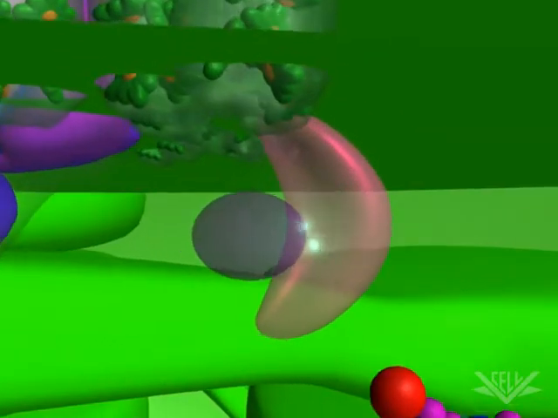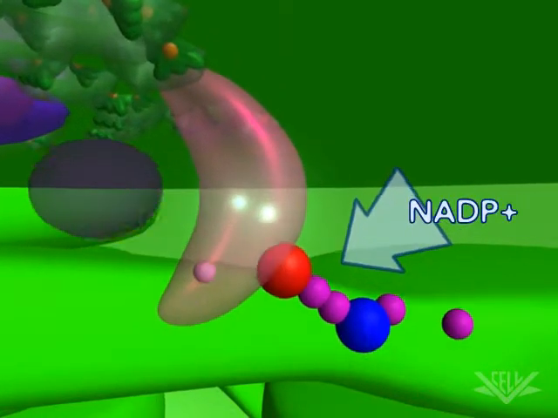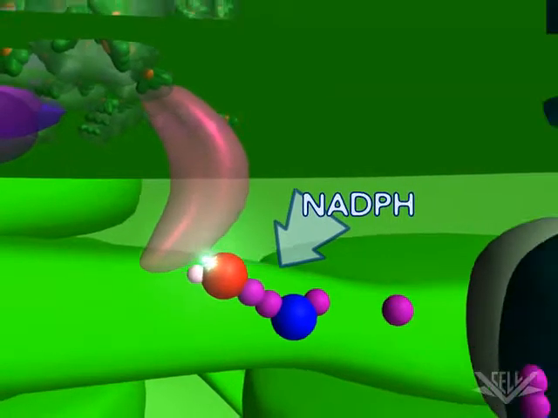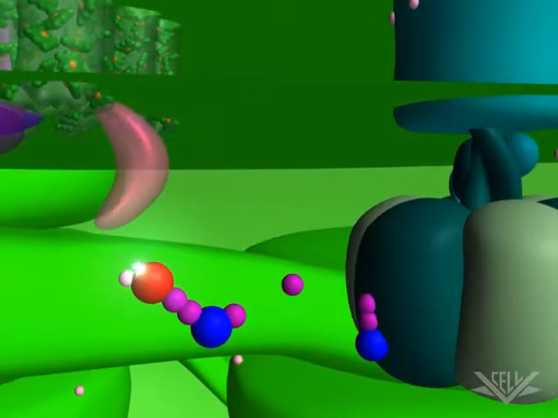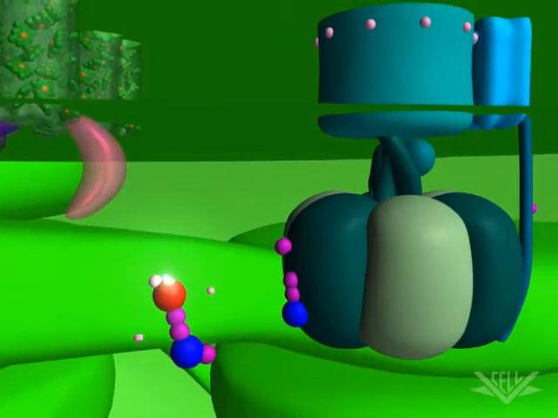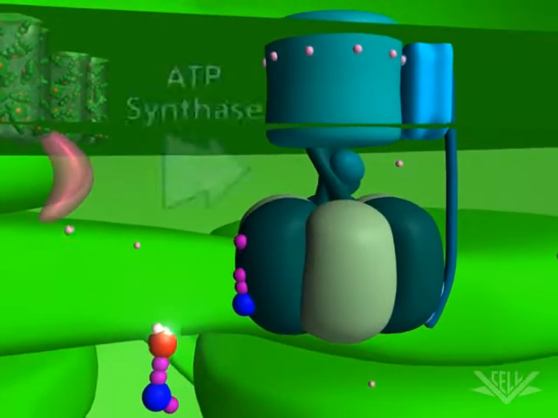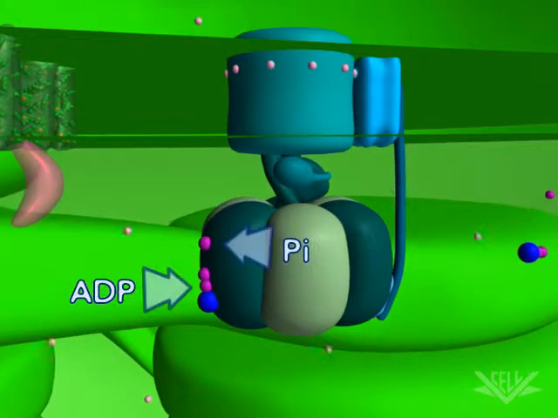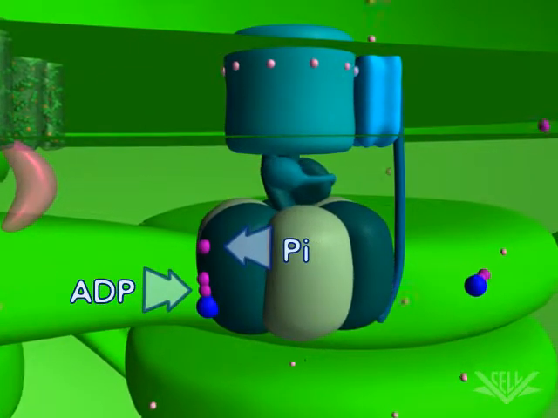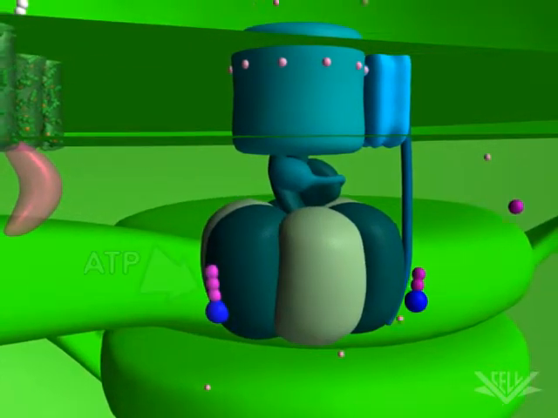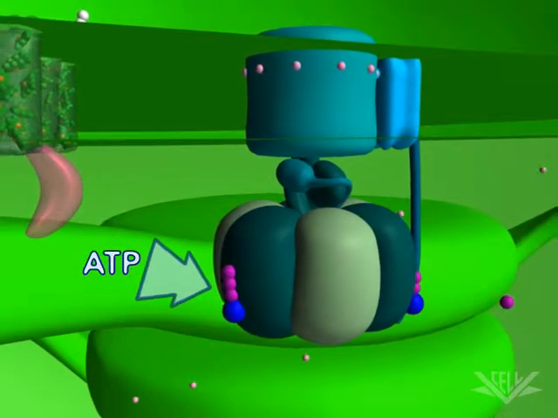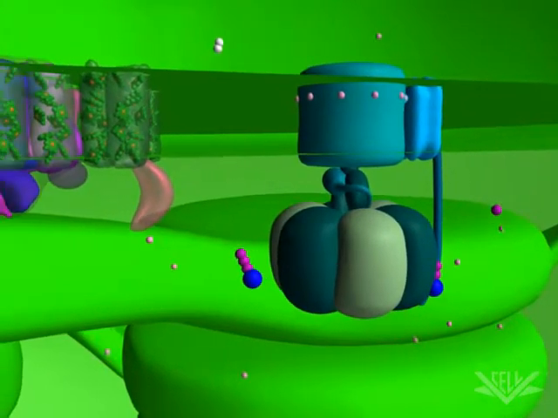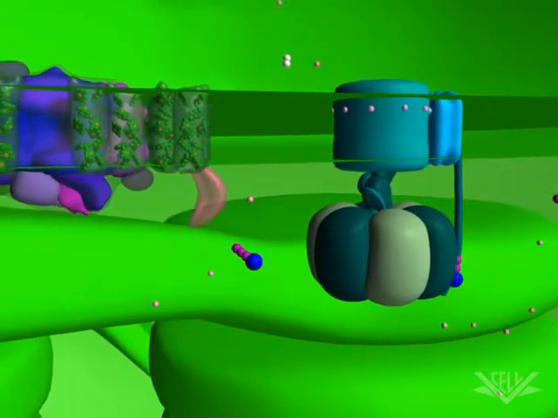After 2 electrons are transferred to FNR, NADPH is made by adding the 2 electrons and a hydrogen ion to NADP. The gradient created by the electron transport chain is utilized by ATP synthase to create ATP from ADP and Pi. This is similar to the way ATP is synthesized in the mitochondria. ATP and molecular oxygen are the final vital products of photosynthesis.